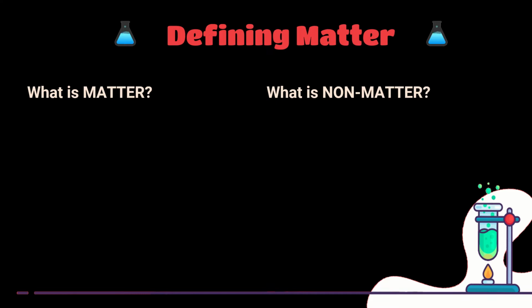When we say matter, it is anything that occupies space and has mass. In order for an object to be considered a matter, it must first have these 2 characteristics, which is it should occupy space and it should have mass.